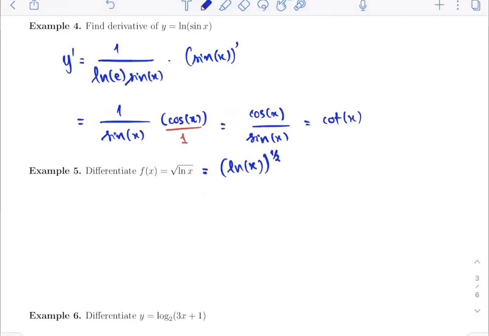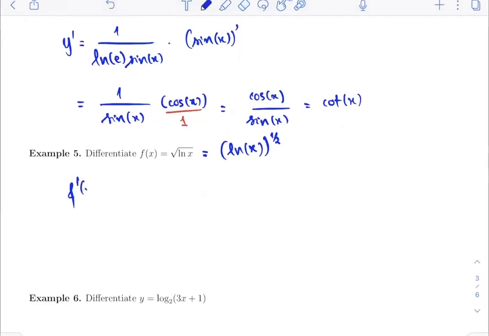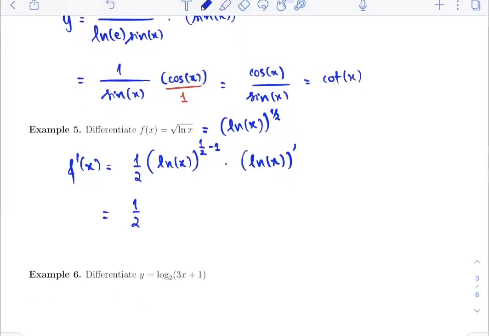The derivative by the chain rule is the derivative of the outside function, multiplied with the derivative of the inside function. So what I get is f prime of x equal to 1/2 times ln of x to the 1/2 minus 1. This is the derivative of the outside part, multiplied with the derivative of the inside part. The derivative of ln of x is just 1 over x. If you go back to the formula, you will see that is the case. So I get 1/2 times ln of x to the negative 1/2 times 1 over x.